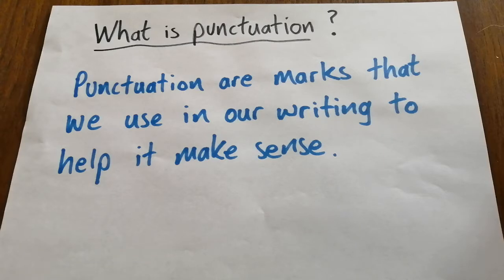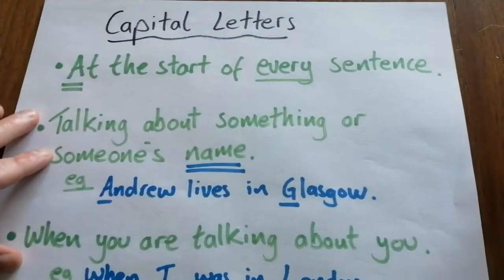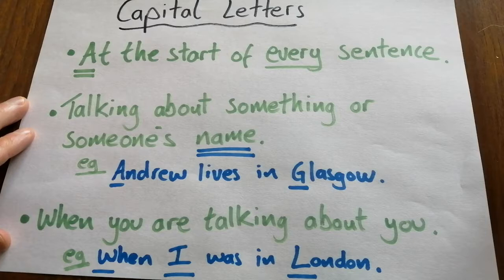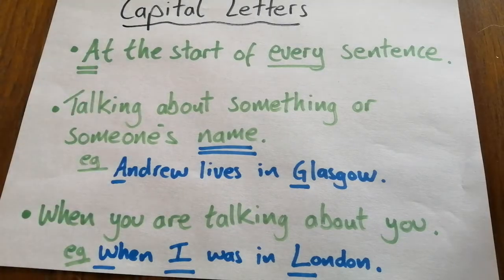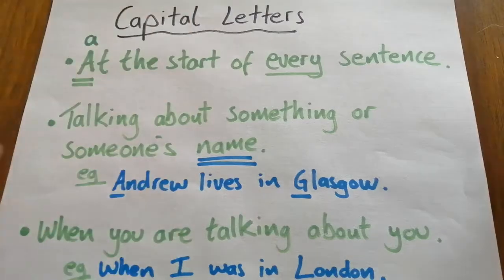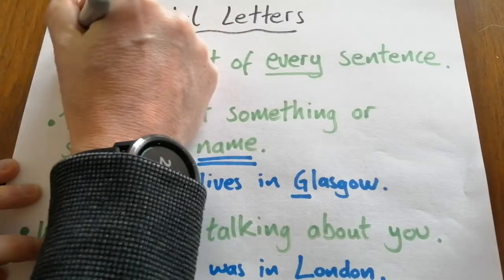Okay, let's look first of all at capital letters. Capital letters go at the start of every sentence. A capital letter is just the grown-up version of the smaller letters, so it's A, B, C, D, all the way through the alphabet, and they go at the start of every single sentence. So that's not a small a at the start of this sentence. That would be wrong. Let's score that back out.